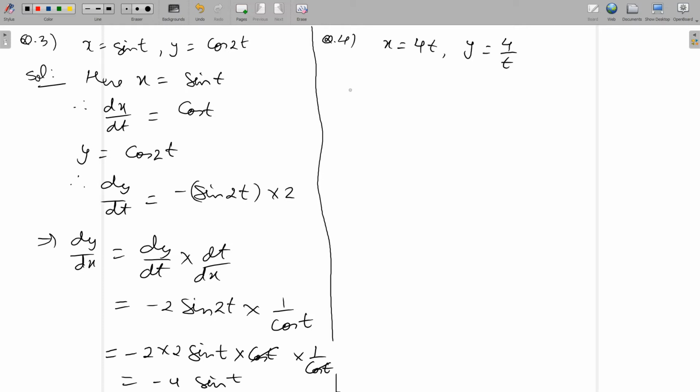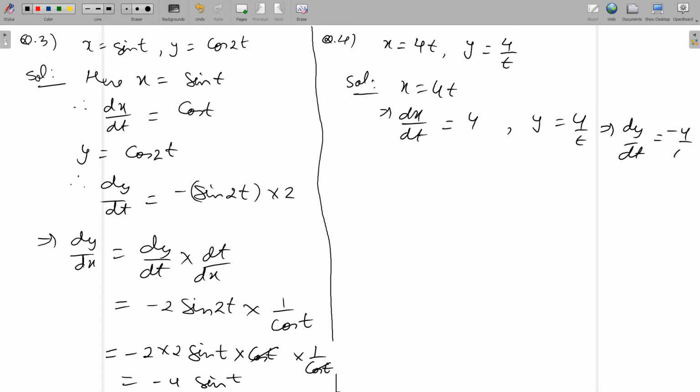Now question number fourth one, x equal to 4t, y equal to 4 by t. Here also we have to find dy by dx. So first of all we will find dx by dt. So x equal to 4t. This implies dx by dt is equal to 4 into differentiation of t with respect to t, which will be 1. So we will get 4, and dy by dt, y is equal to 4 by t. Therefore, this implies dy by dt will be equal to minus 4 by t square.